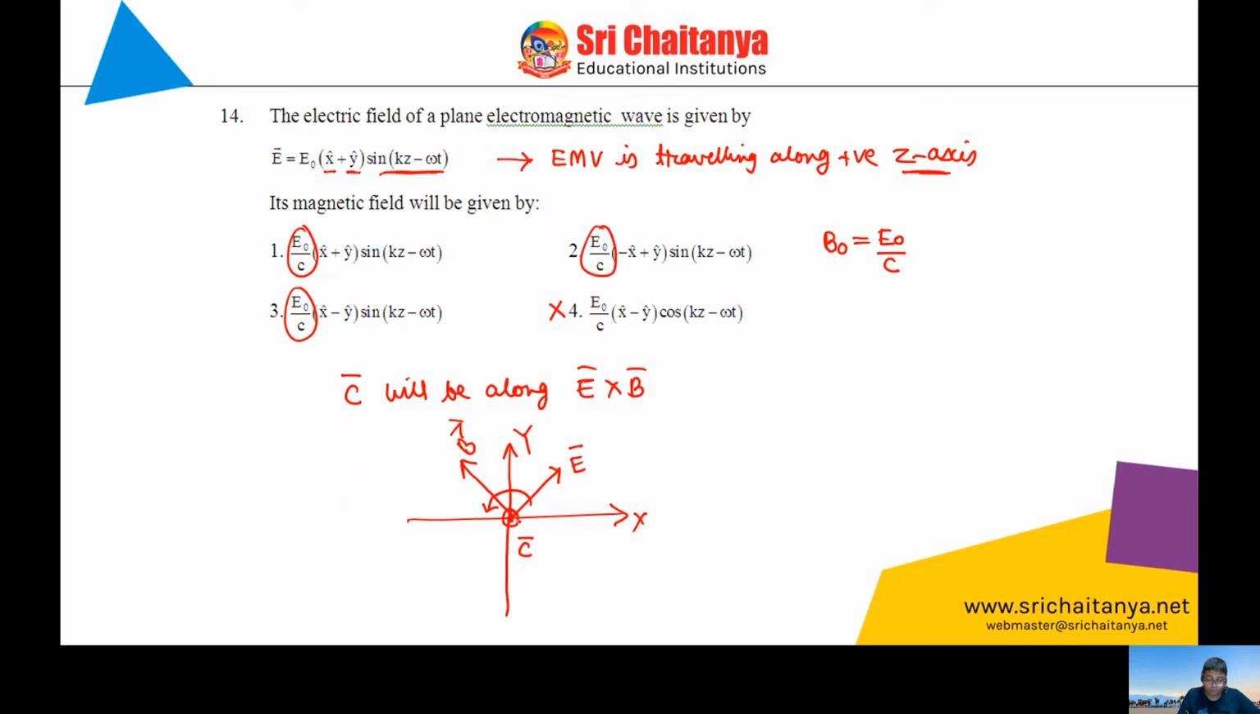So B is definitely like this. You can say in the second quadrant. So definitely the component of the unit vector along the x-axis would be toward the negative x-axis, so that would be minus x cap, and the y component would be positive one. So minus x cap and plus y cap. So definitely option 2 will be true. So that is question number 14. Let's move on to the next question.